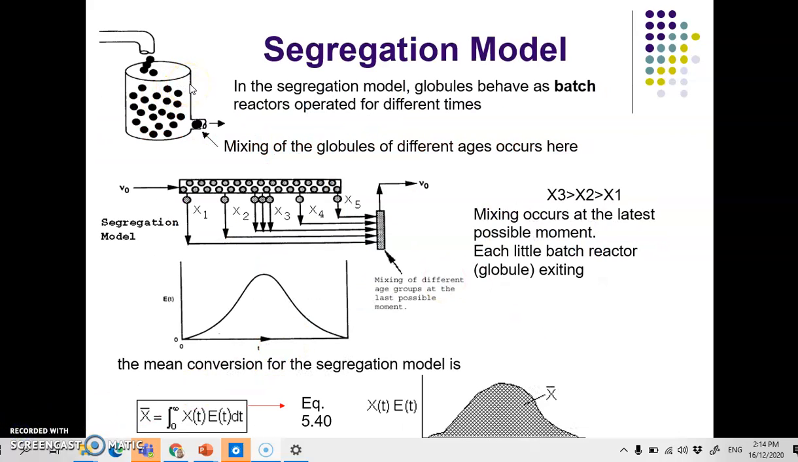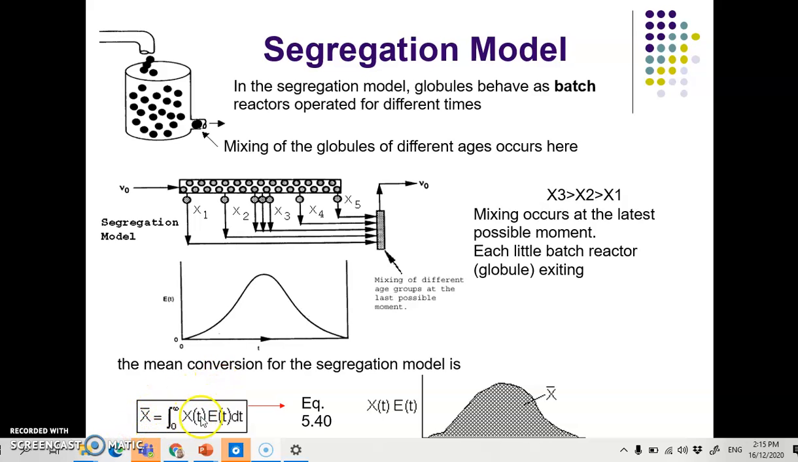If you look at this figure, the globules behave like a batch reactor operated at different times. You can see there is no material interchange between the fluid particles in the reactor, so there is no micromixing between the fluid particles. Similarly in the PFR, different points will give you a different conversion. So in order for you to know the final conversion, we use the mean conversion, X bar.